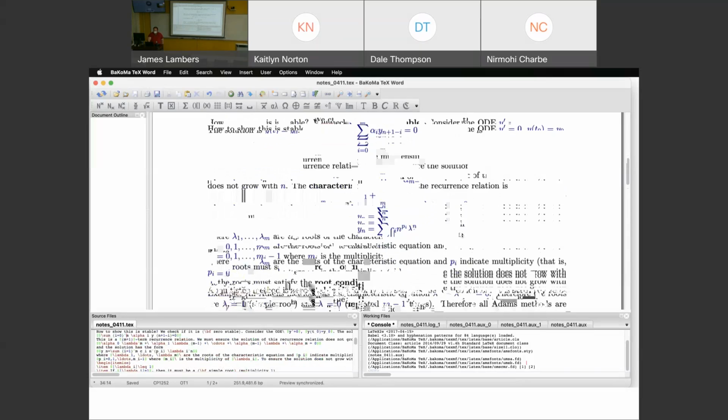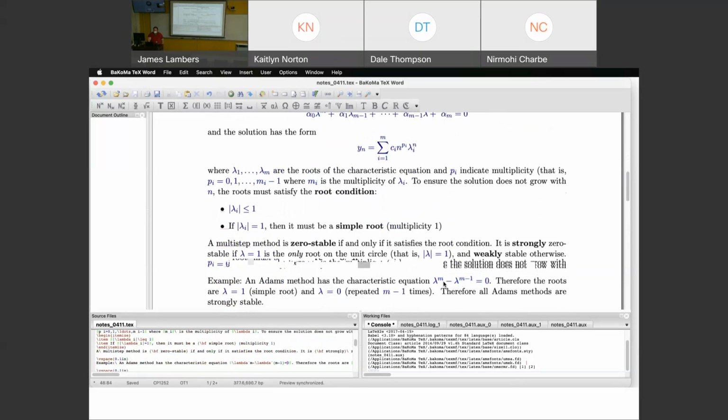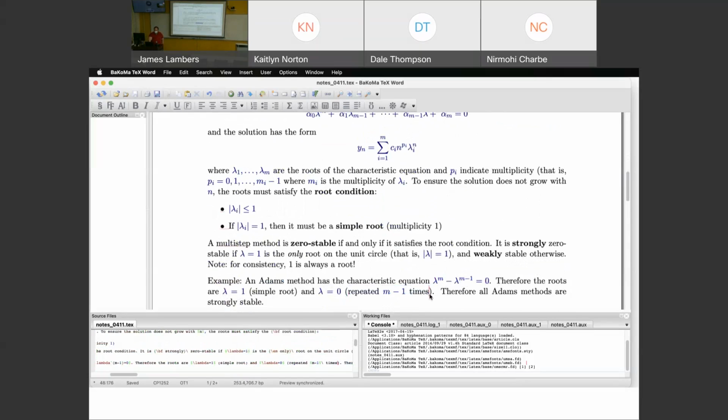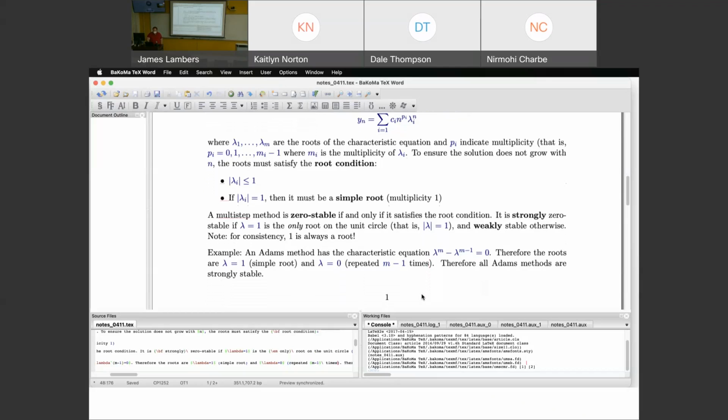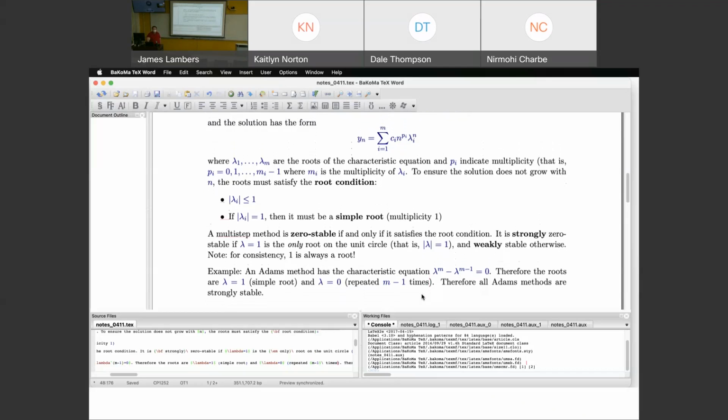So this is the characteristic equation. Well, here we can easily get the roots. We have 1 as a simple root, and then we have 0 as a repeated root. Because 1 is the only root of absolute value 1, an Adams method is always strongly stable. Any questions so far about the root condition?